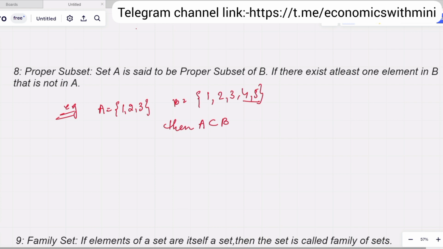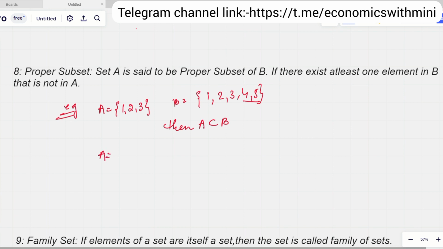In a subset, both sets can have the same elements, the same number of elements, but in a proper subset, there must be at least one extra element in set B which is not there in set A to be considered a proper subset. Just like here, A equals {1, 2, 3} and B equals {1, 2, 3, 4, 5}. Here 4, 5 are the extra elements in set B which are not there in set A. That's why we consider A a proper subset of B.